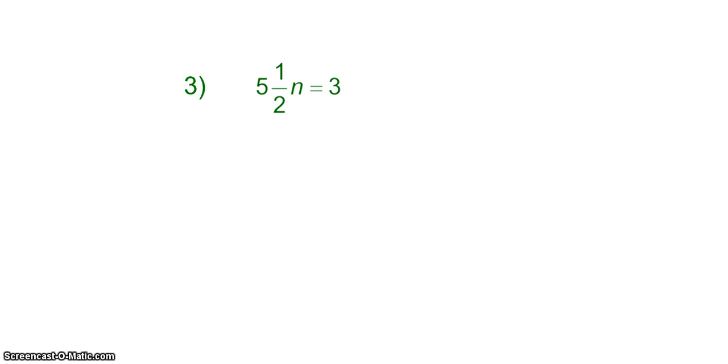Okay. Next one, let's try number 3. First, draw the line in the sand. Okay, and now we're going to undo multiplication by division. So we have 5 1/2. Before we undo with division, let's change this mixed number to an improper fraction. 5 times 2 is 10. Add the 1, that is 11. Okay, so we have 11 over 2.